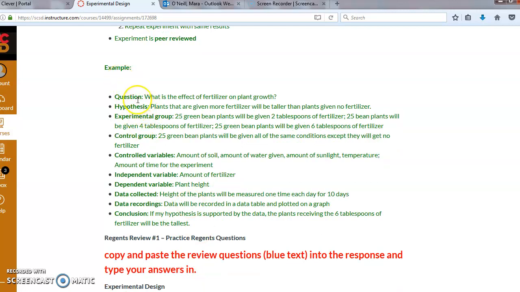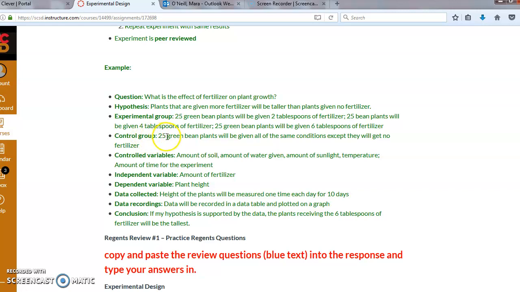Example: if I have a question that says, what is the effect of fertilizer on plant growth? My hypothesis says, if plants that are given more fertilizer will be taller than plants given no fertilizer. So my control here is the fertilizer. My experimental group, 25 green bean plants, will be given 2 tablespoons of fertilizer. 25 green bean plants will be given 4 tablespoons of fertilizer, and 25 green bean plants will be given 6 tablespoons of fertilizer.